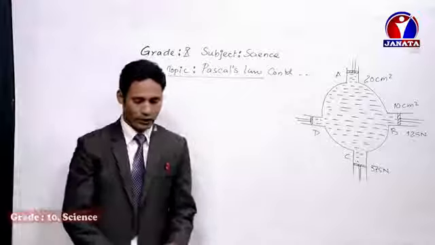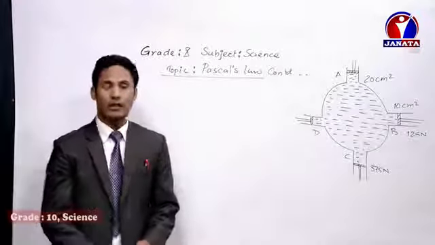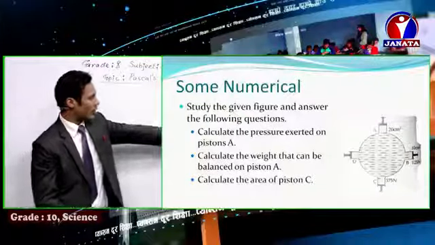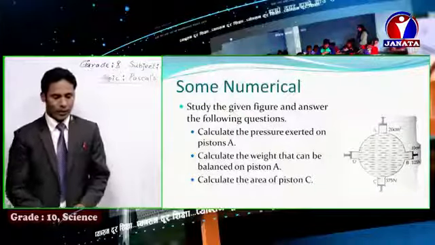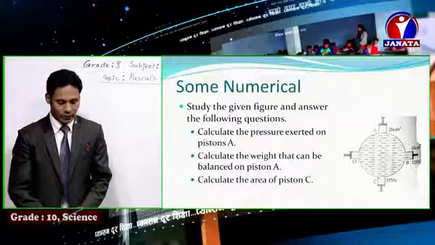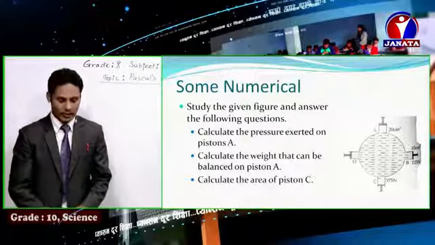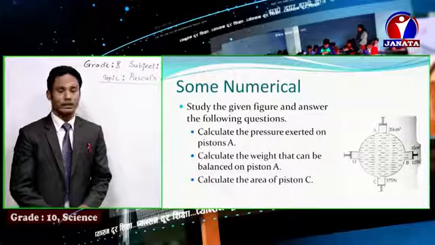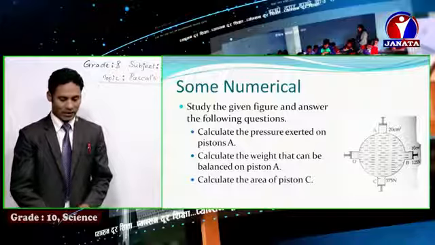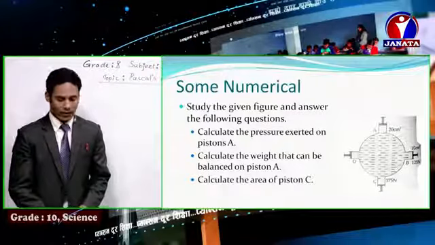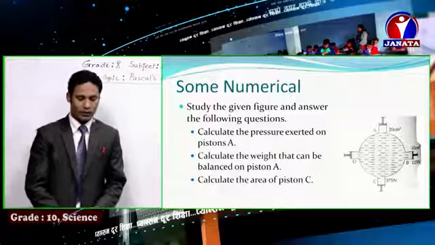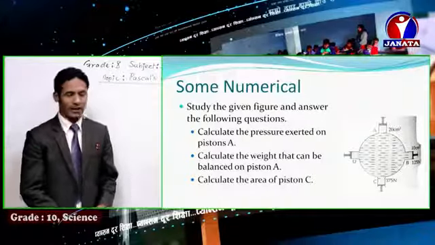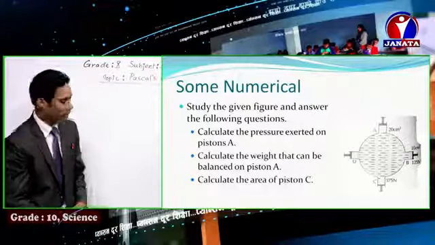So there is one question on the screen. The figure is given here also. You can see it on the screen. The question is, we need to calculate the pressure exerted on the piston A, and also the weight that can be balanced on the piston A, and also the area of piston C. So let's calculate these.